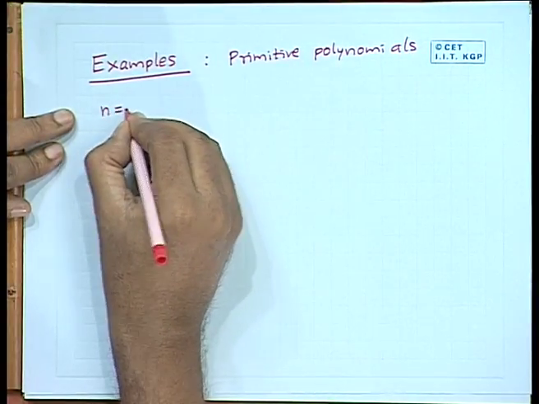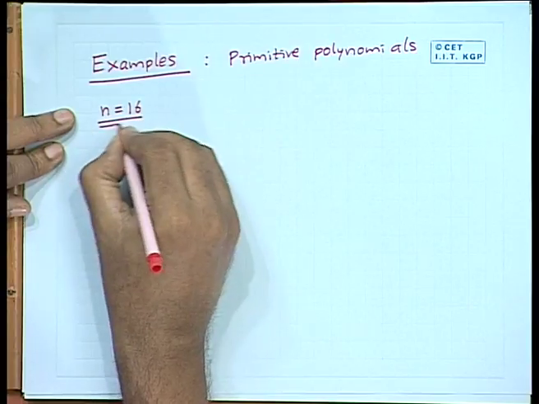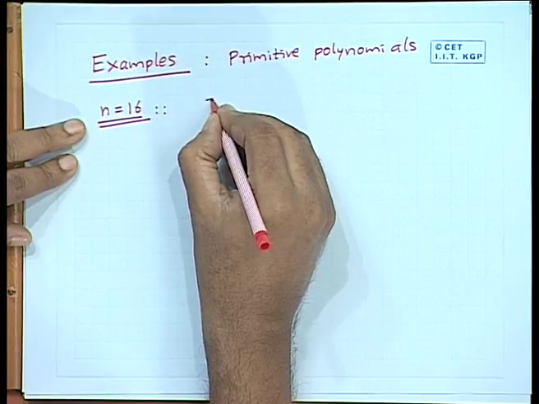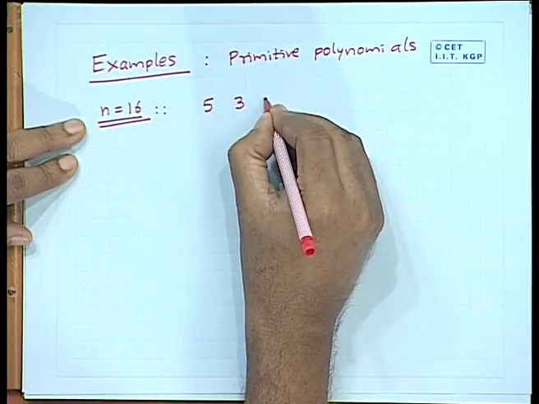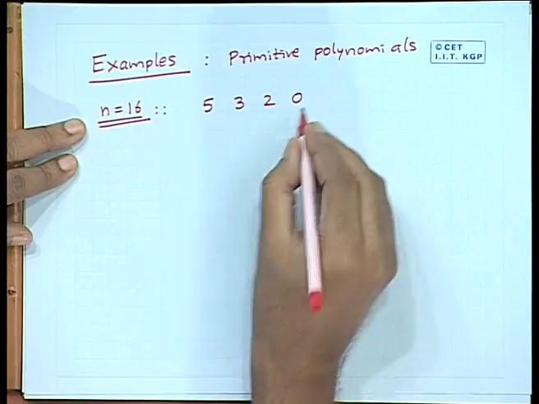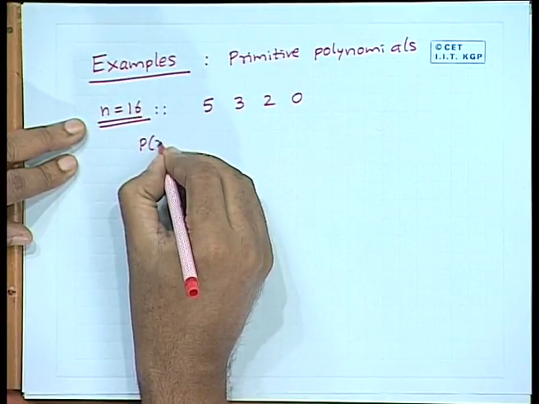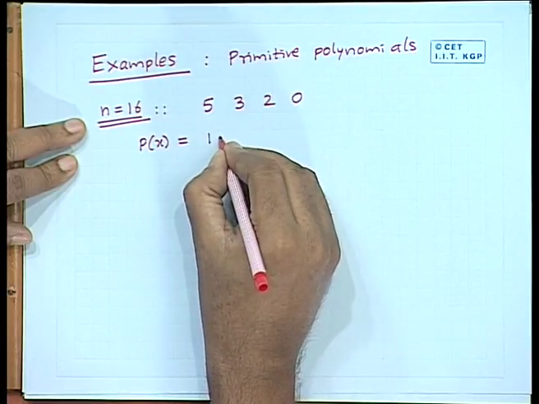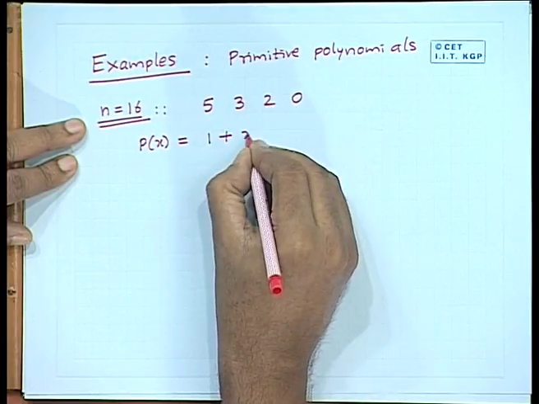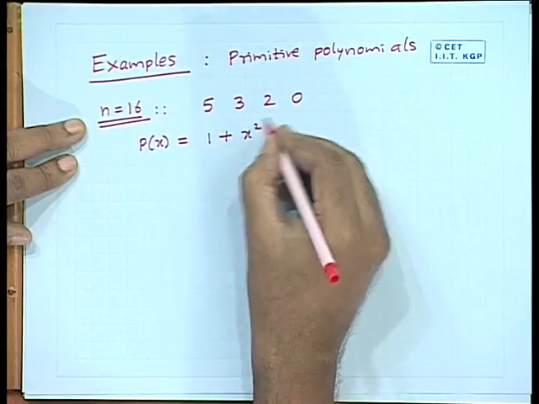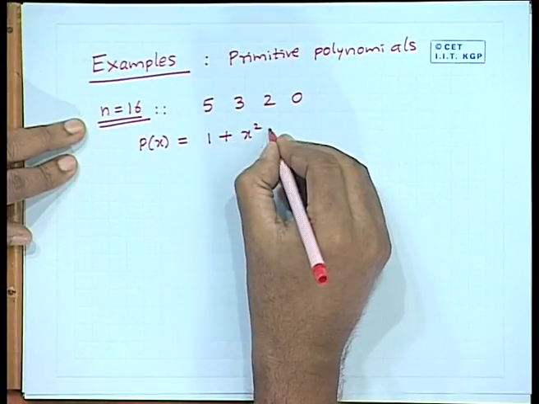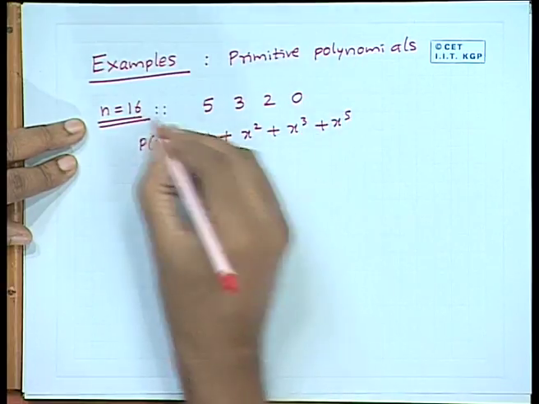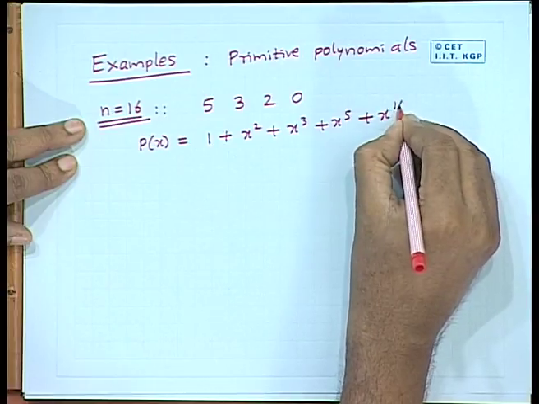Suppose n equal to 16, you have a 16 stage LFSR. Now, in the book you will find it says that the primitive polynomial is 5, 3, 2, 0. This actually means that the characteristic polynomial is x to the power 0, x squared, x cube, x to the power 5, and of course the last one will be there, x to the power 16 is implied.